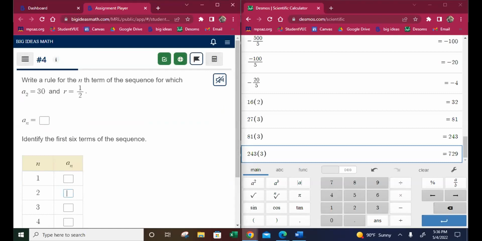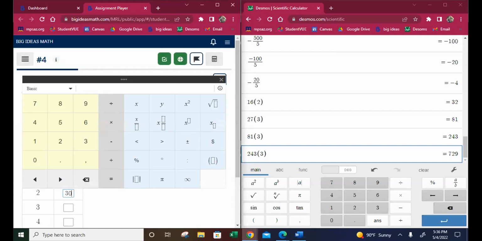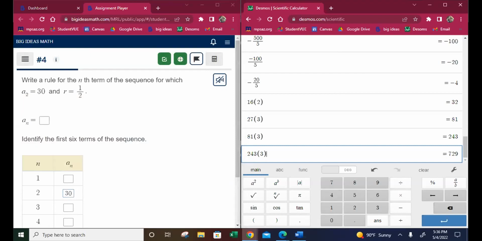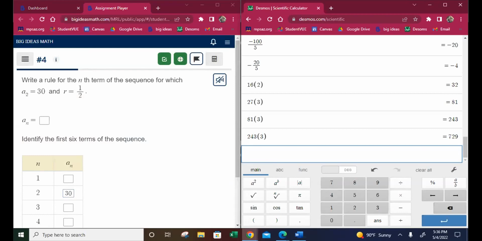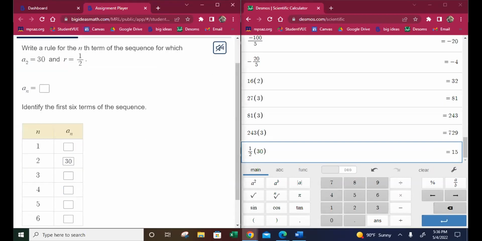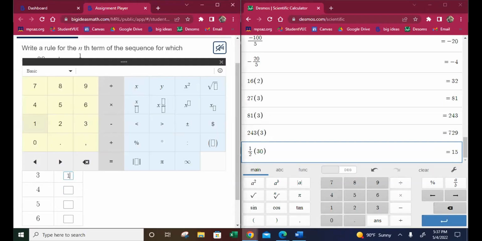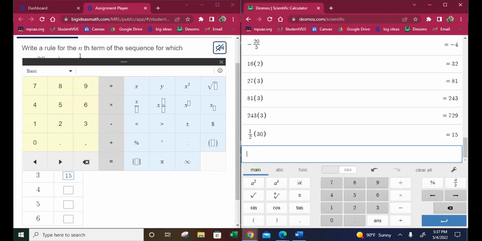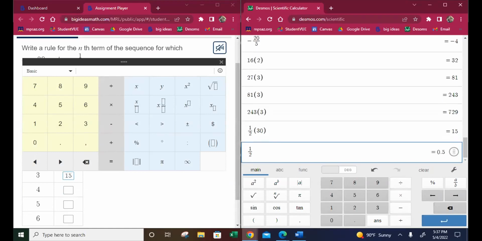This one is slightly different. So go ahead and put the 30 in that position. You're always multiplying. You're multiplying by R, which is 1/2. So it's 30 times 1/2, which is 15. And then you're taking 15 and you're multiplying it by 1/2. Yep, just like that.